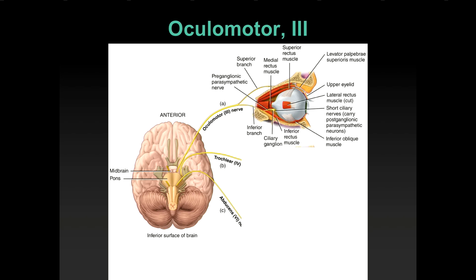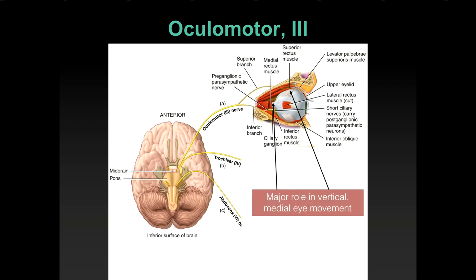This slide is kind of a 3-for-1. You see Trochlear and Abducens down here as well. They're all generally involved in actions related to moving the eye. But we're going to still go through these in order. Mostly vertical and medial eye movement. So the oculomotor nerve has a couple branches, superior and inferior, and the muscles on top and the bottom move the eye up or down.